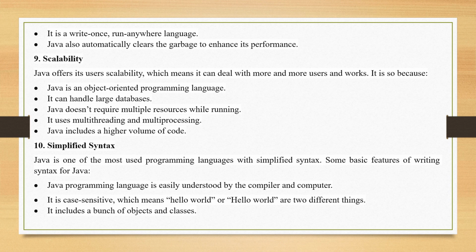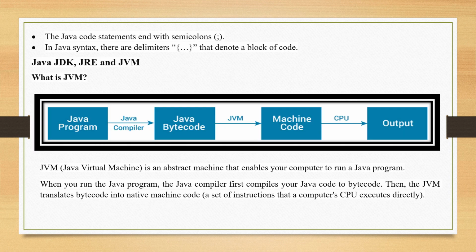Then it is said to have a simplified syntax because it is easy to understand by the compiler and computer. It is case sensitive, which means hello world in small letters or hello world in caps are two different things. It includes a bunch of objects and classes. It ends with the semicolon. Syntax comes with delimiters that denote the block of the code. Then we are going to see what is JDK, JRE and JVM.